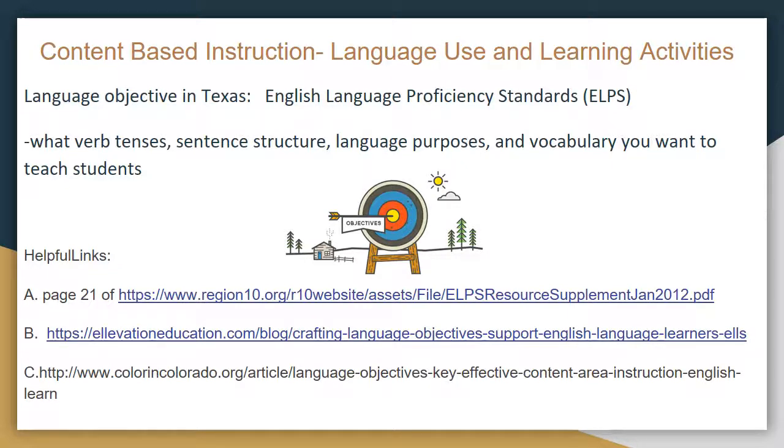In Texas, our language objectives are called the ELPS, the English Language Proficiency Standards. They're not as clear cut as the TEKS. They're not laid out for each grade level and for each specific language level of a student. But there are some useful guides that I include below and some links. One of them, especially page 21 of this ELPS resource supplemental document, is very useful because it provides sentence stems or a format that teachers can use to write their own language objectives.